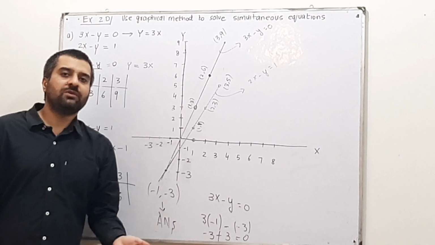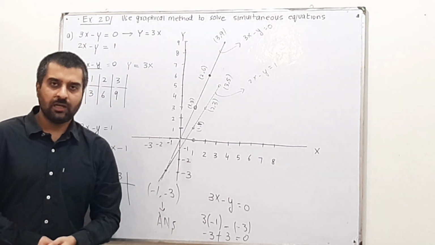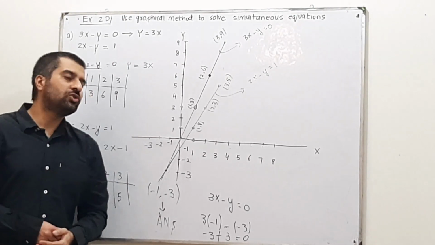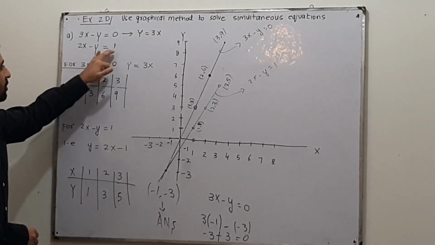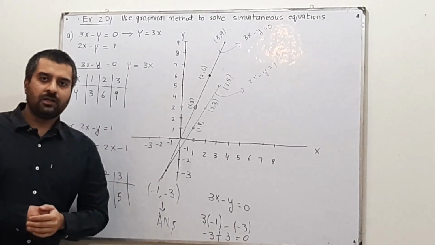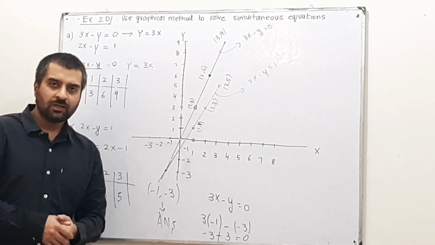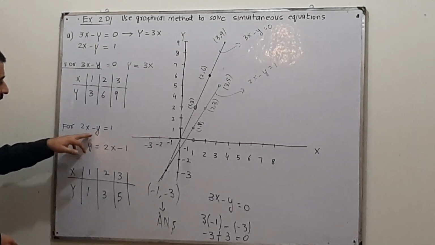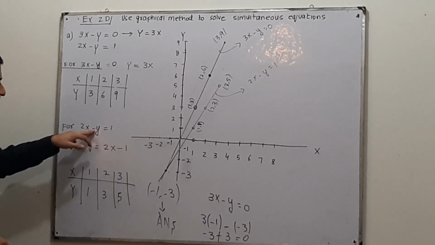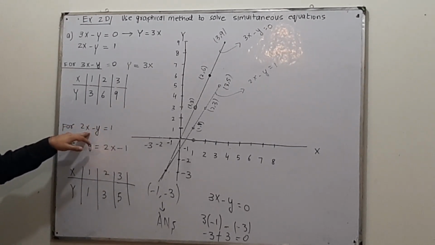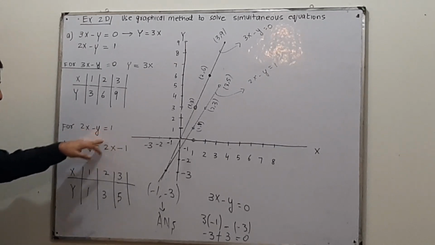The same process will be repeated for equation number 2, and we will get a graph for equation number 2. Coming to equation number 2, 2x minus y is equal to 1. Step number 1, make y the subject of the equation. So from here, if you move y to the right side and 1 to the left side, y on the right side will be plus y and 1 on the left side will be minus 1. So y will be equal to 2x minus 1.